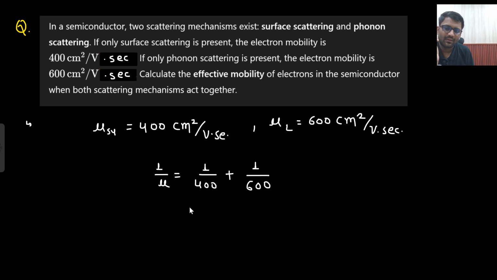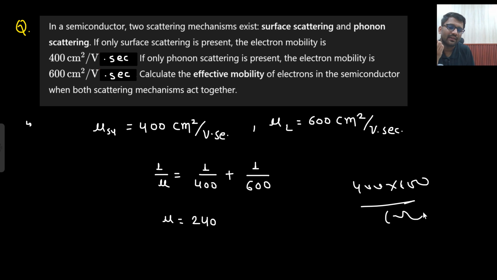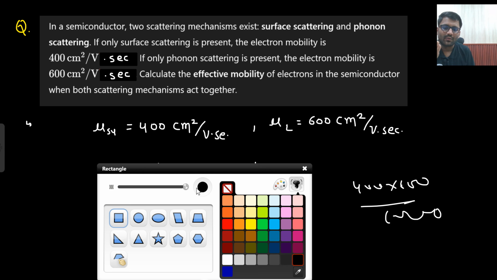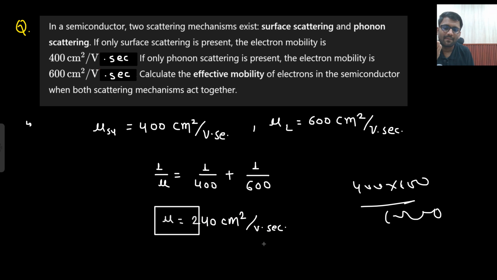So the value of mu will come out to be 240, right? It will be simply 400 into 600 divided by 1000. So 240 centimeter square per volt second. You can solve this equation and you will get the value of mu as 240 centimeter square per volt second. So this is your total mobility.